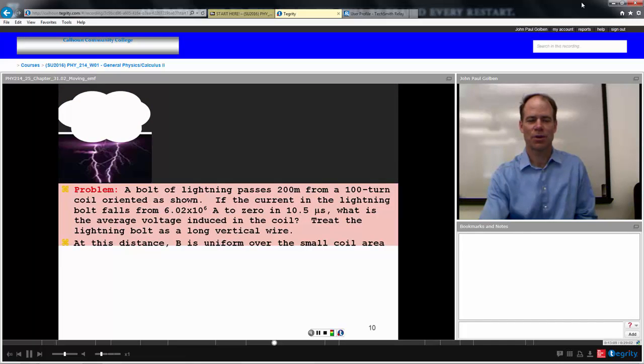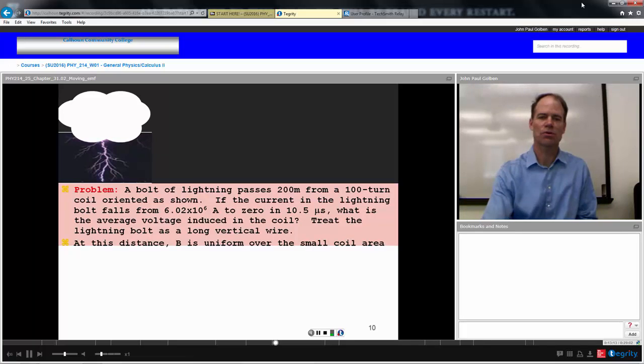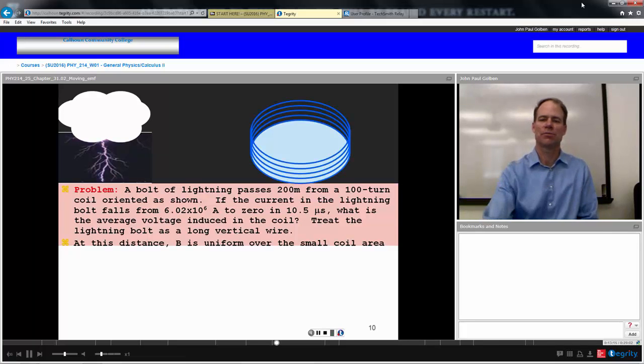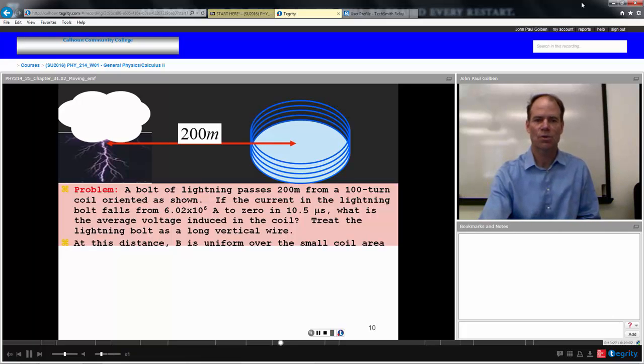All right. Let's try another problem. Let's say we had a cloud with a lightning burst. A bolt of lightning passes 200 meters from a 100-turn coil oriented as shown. If the current in the lightning bolt falls from 6.02 megaamps to 0 in 10.5 microseconds, what is the average induced voltage in the coil?